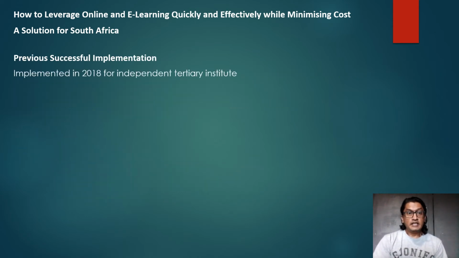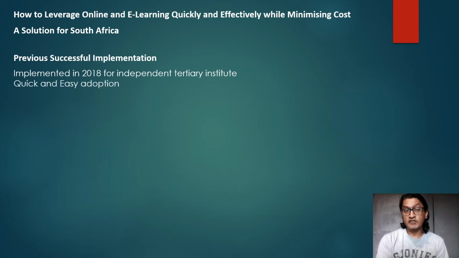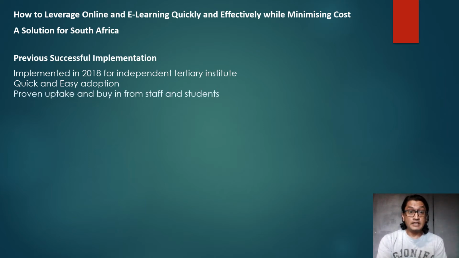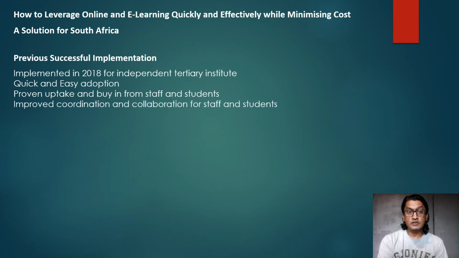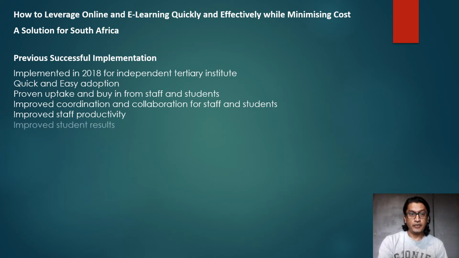Previous successful implementations: I personally implemented Office 365 Team Solutions in 2018 for an independent tertiary institute. Quick and easy adoption was the name of the game, and we were very successful in implementing this. There was proven uptake and buy-in from staff and students, improved coordination and collaboration for staff and students, improved productivity, very important. It's not just a case of teaching and learning, right? It's also being productive and being able to organize amongst the staff themselves.